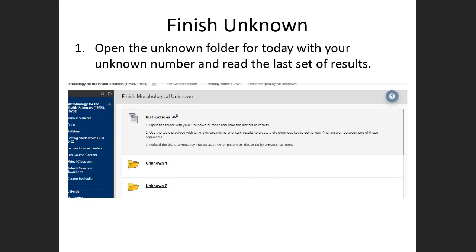When you open that folder, the first thing that you're gonna do is find your unknown number and read the last set of results. It may be an endospore stain if your organism was a gram-positive bacilli. It may be a catalase test if your organism was a gram-positive cocci. Or it may be a motility test if your organism was a gram-negative bacillus.